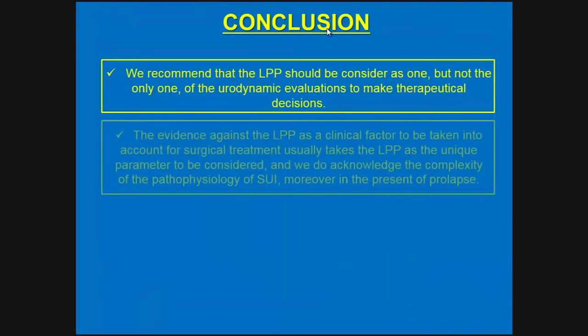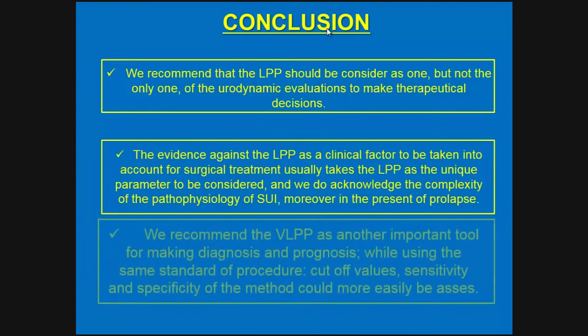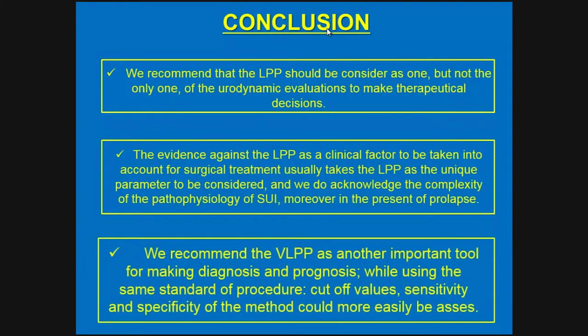So we go to the conclusions. We recommend that the leak point pressure should be considered as one, but not the only one, of the urodynamic evaluations to make therapeutic decisions. There is evidence against taking the leak point pressure as the unique parameter to be considered for surgical treatment, and we acknowledge the complexity of the pathophysiology of stress urinary incontinence, moreover in the presence of a prolapse.